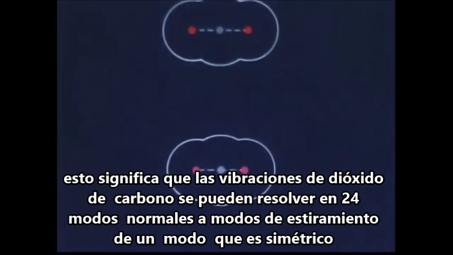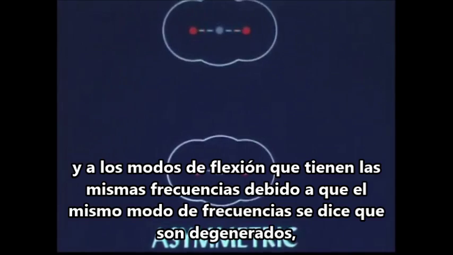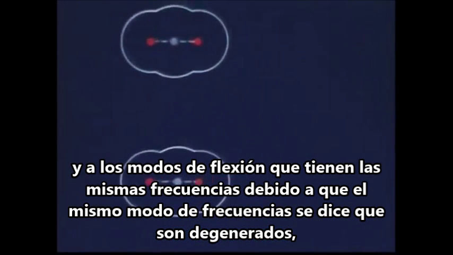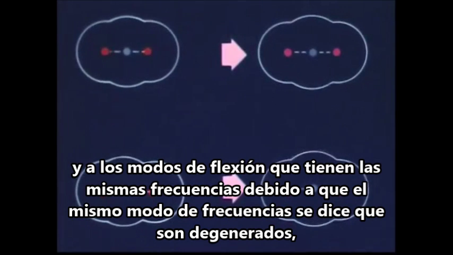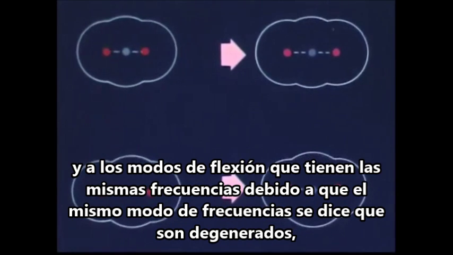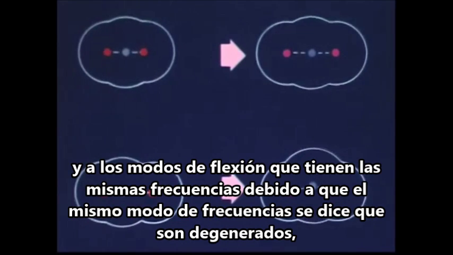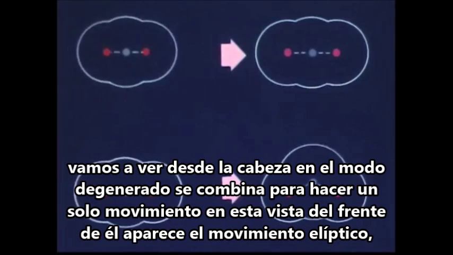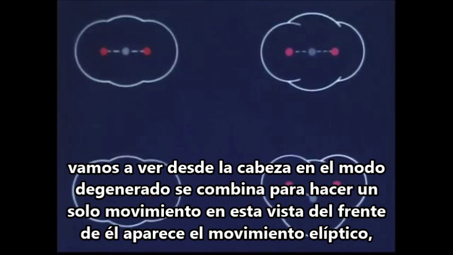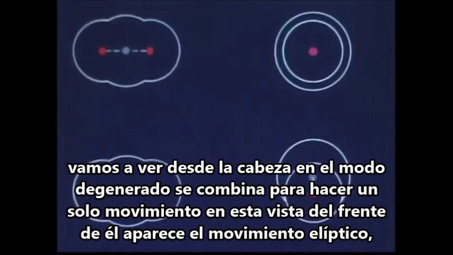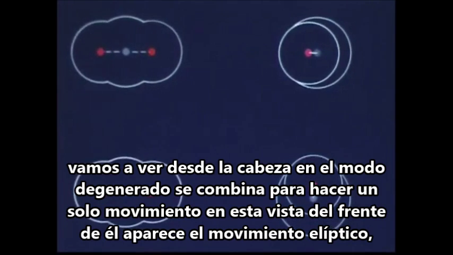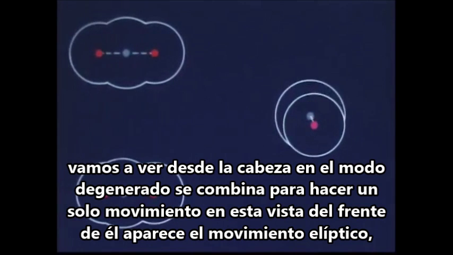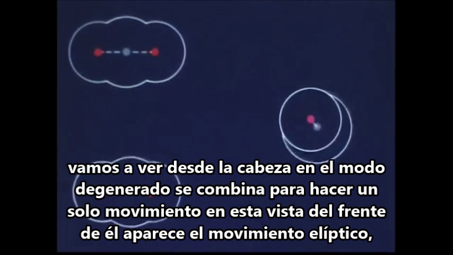2 stretching modes, a mode which is asymmetric and a mode which is symmetric, and 2 bending modes, which have the same frequencies because the same bond strengths and atomic masses are involved. Vibrational modes which do have the same frequency are said to be degenerate. Let's view them from head on. The degenerate modes combine to make a single motion. In this head-on view, the motion appears elliptical.